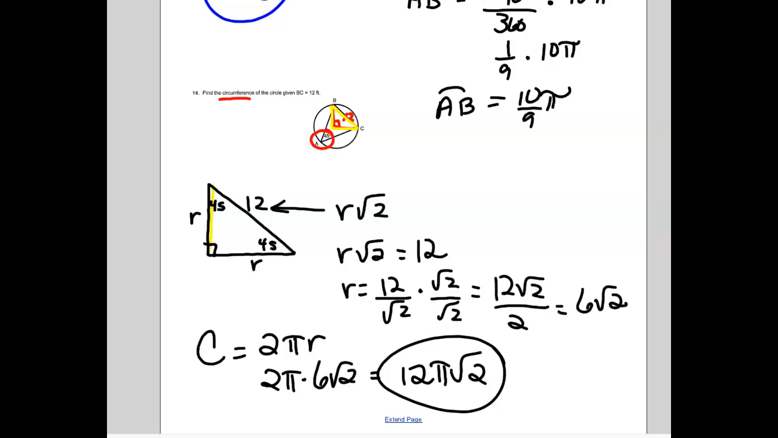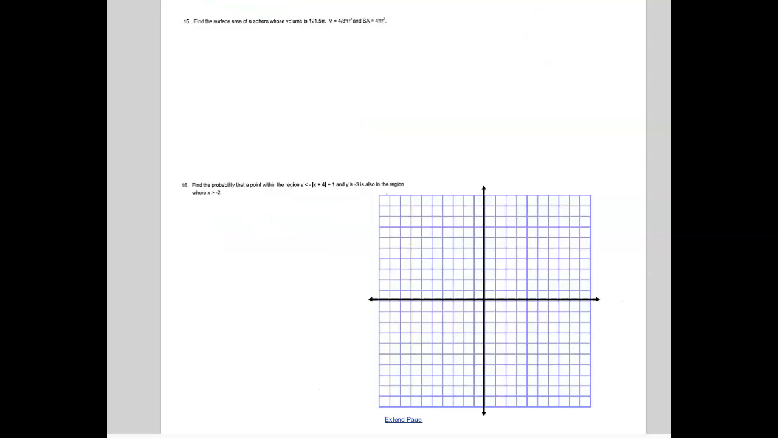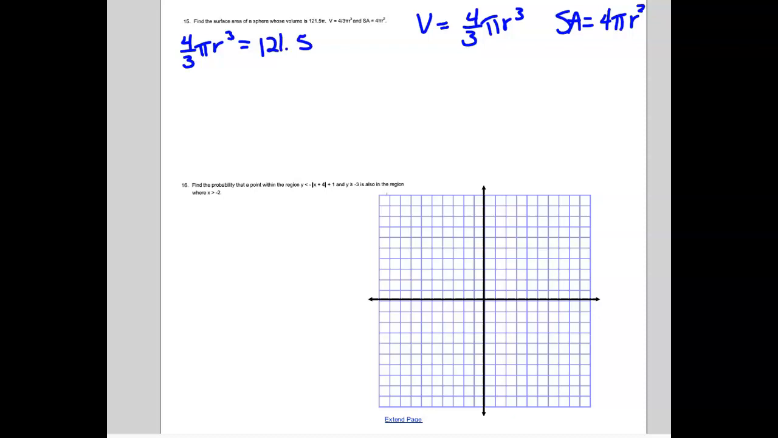All right. Question 15. It says, find the surface area of a sphere whose volume is 121.5 pi. And they give us two formulas. It's kind of tiny here. Volume is 4/3 pi r cubed, and surface area is 4 pi r squared. All right, so we're told the volume, so 4/3 pi r cubed is supposed to be 121.5 pi. So let's use that to figure out our radius, and then we can use that in our surface area formula.